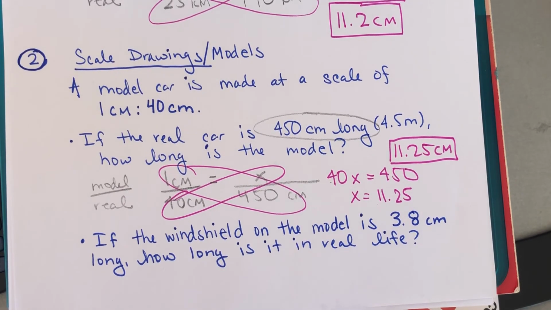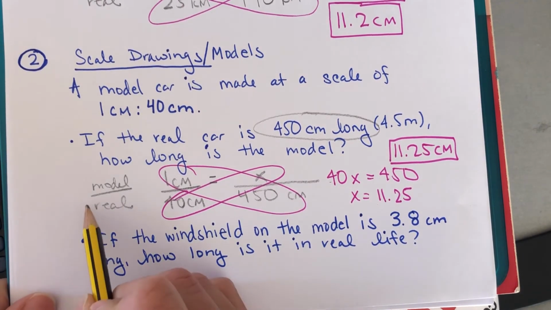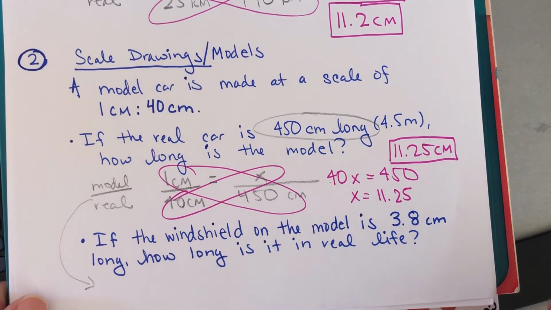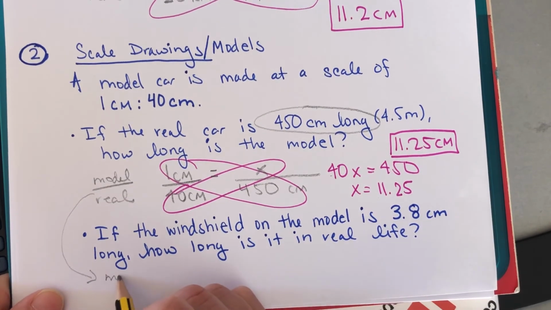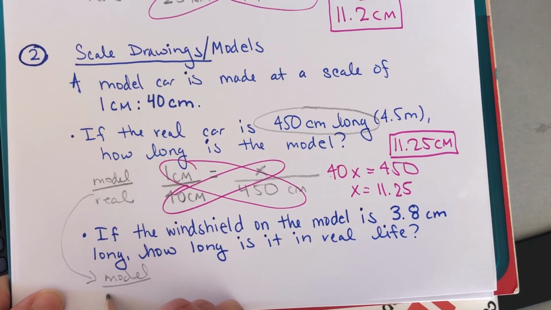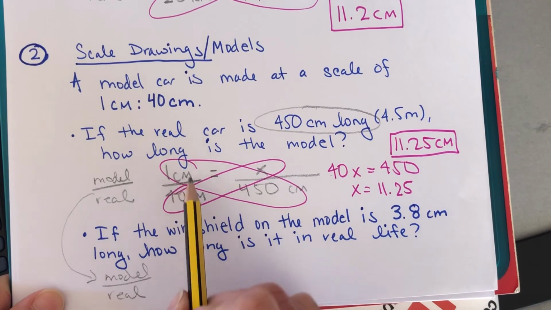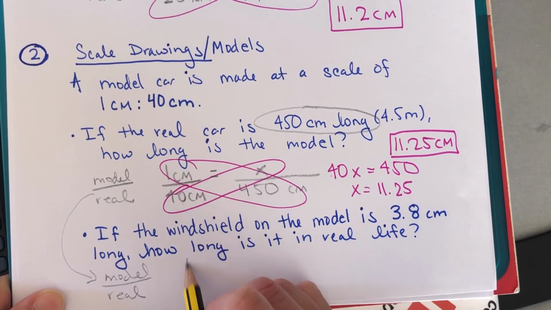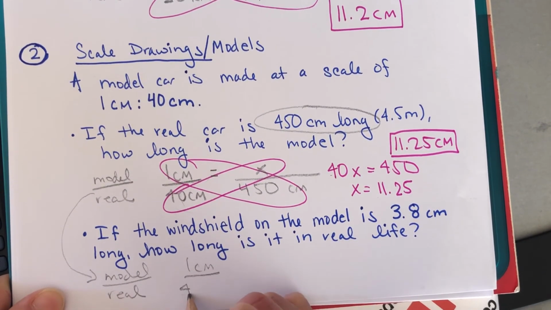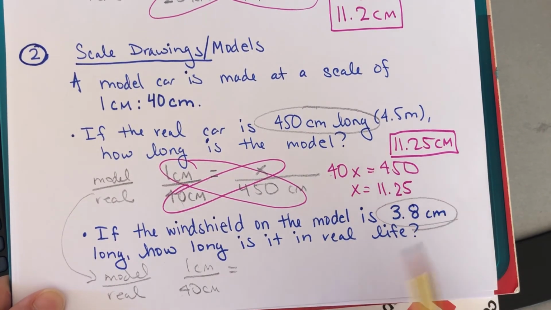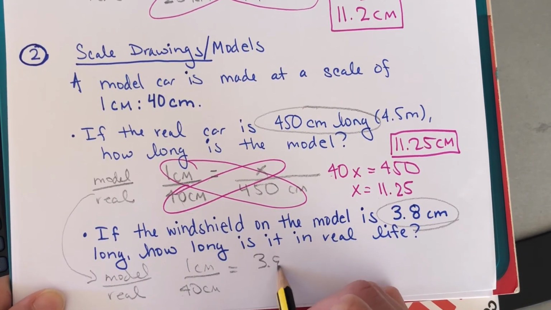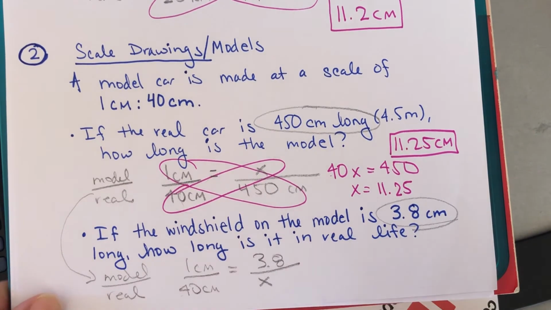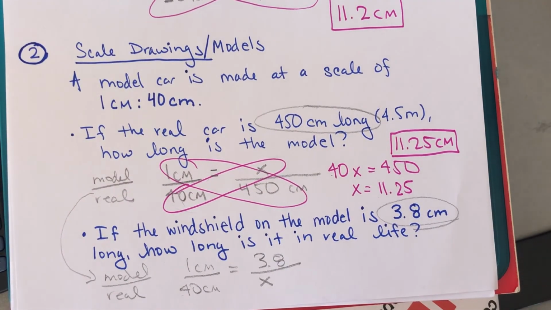And the second question, if the windshield on the model is 3.8 centimeters long, how long is it in real life? So again, I'm going to use the same setup here where I put the model on top and the real car on the bottom. So same initial ratio of 1 centimeter to 40 centimeters. And the information I have here is about the model. So that's 3.8. And I want to know what that corresponds to in real life.